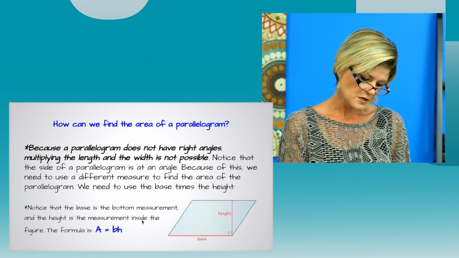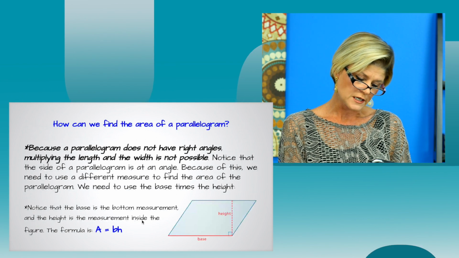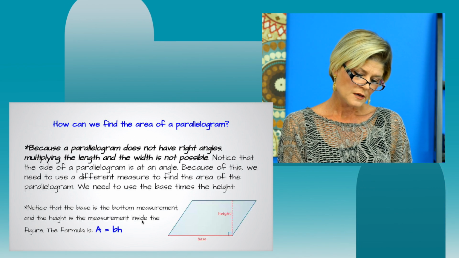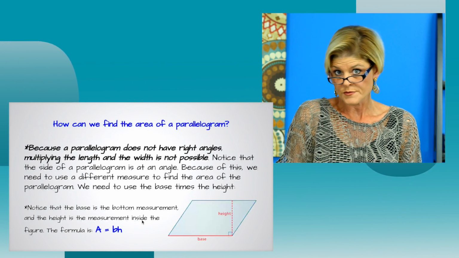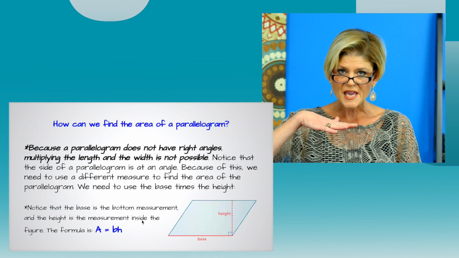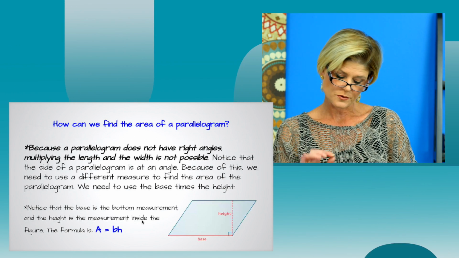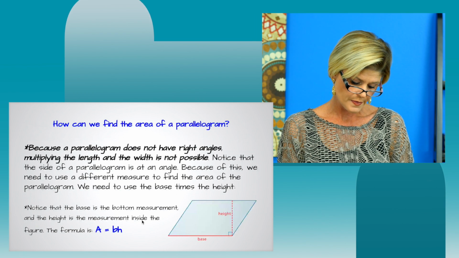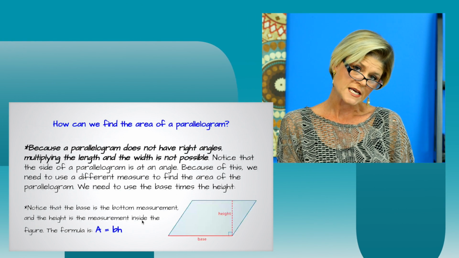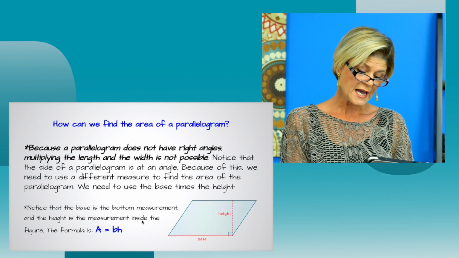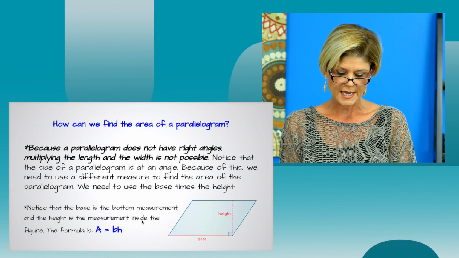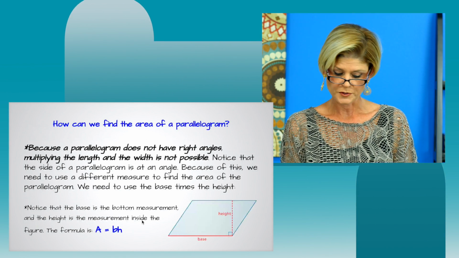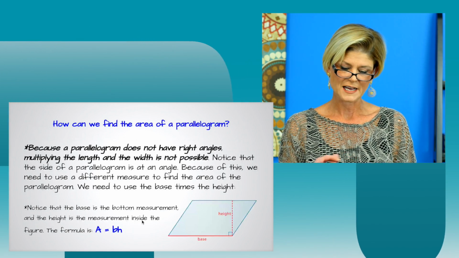So let's look at the screen here. Notice that the side of the parallelogram is at an angle. And because of this, we need to use a different measure to find the area of the parallelogram. So we need to use the base times the height. And you can see that there by the red lines. One's dotted and one's straight. Notice that the base is the bottom measurement and the height is the measurement inside the figure. So this formula again would be A equals BH, or area equals B times H, or base times height.